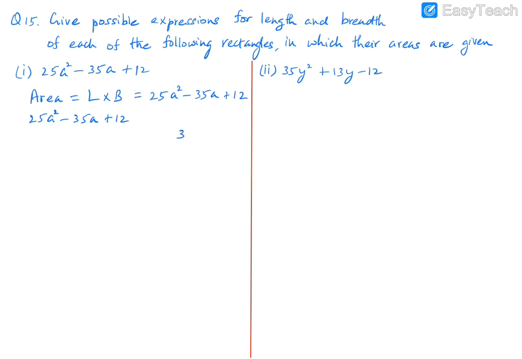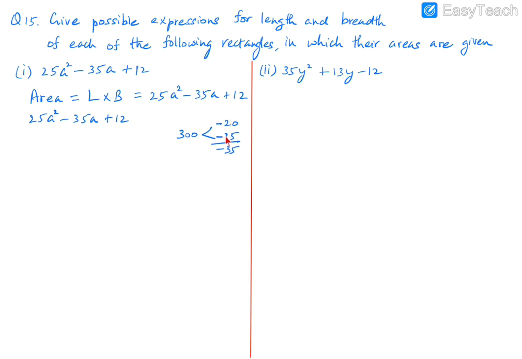So we need to choose two numbers such that the product is 300 and the sum of those two numbers is minus 35. So what could be the two numbers that we can choose such that their product is plus 300 and their sum is minus 35? The two numbers can be 20 and 15. So one of the numbers is 20, the other is 15. And 20 into 15 will give us 300. And 20 plus 15 is plus 35, but we need minus 35. So we'll put a minus in front of both the numbers.